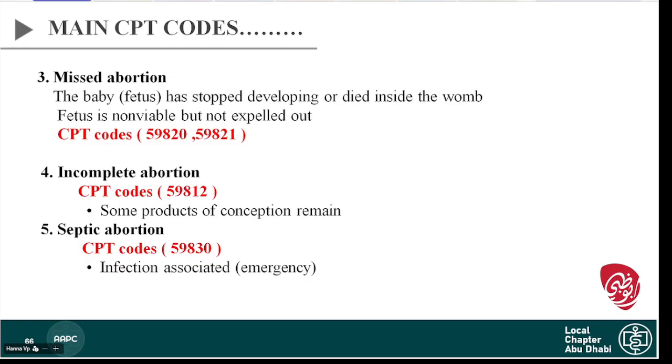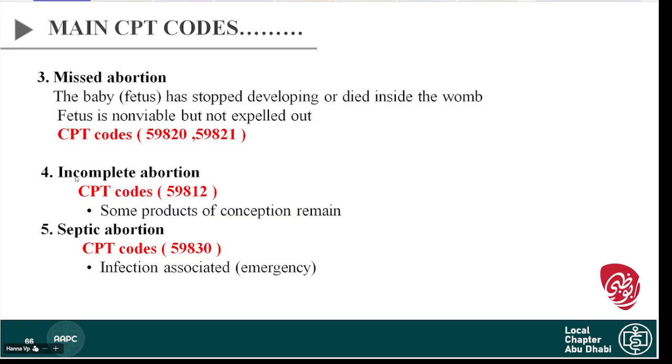In this case, what will we do? Usually, the doctors will do some procedure like a D and C and a D and E. The baby was not expelled, and the remaining products of the baby and placenta, they will remove by the method of D and C and D and E surgically. Okay, so this is what missed abortion is. See the code 59820, 59821.